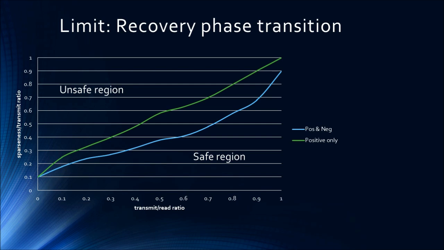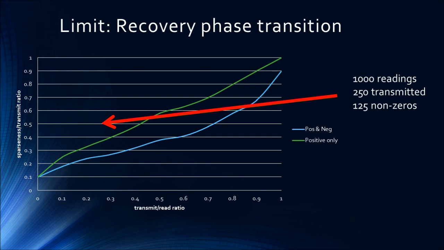So we take 1,000 readings and transmit 250 of those. So we're over here at 0.25. And of those 250 transmitted numbers, there are really 125 non-zero spikes in the spectrum, or whatever basis we use, DCT, wavelet, whatever. So that's a 0.5 ratio there. We're clearly into the unsafe region where we have extremely low probability of recovering the original signal. This is a game, and there's a little gamble here. So that doesn't work out too well.